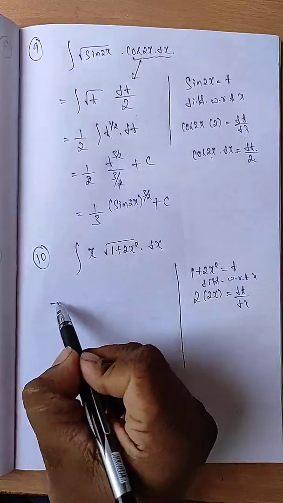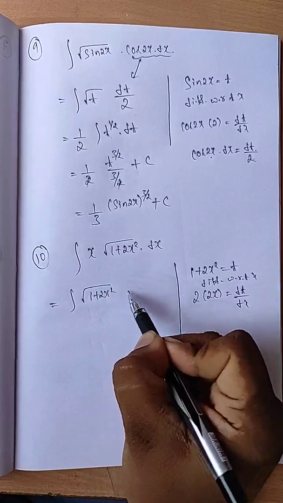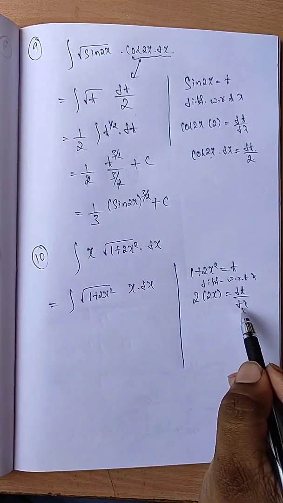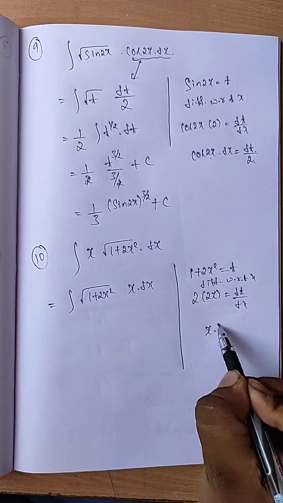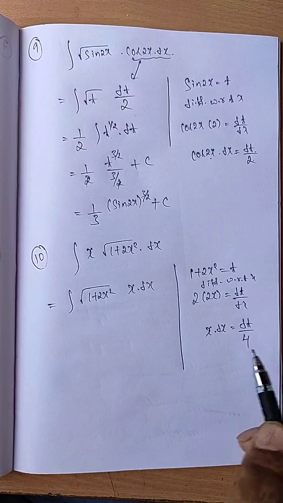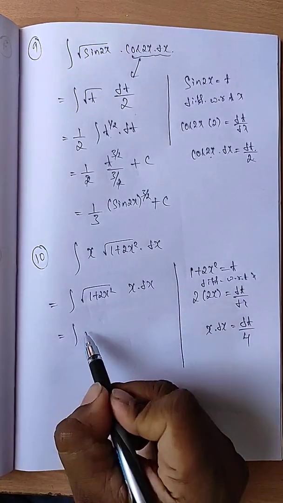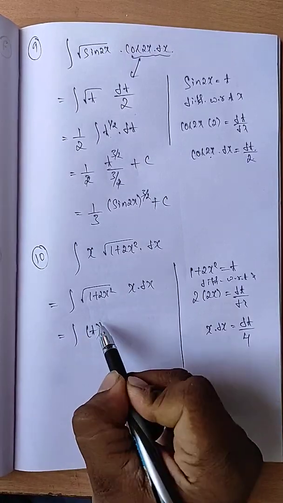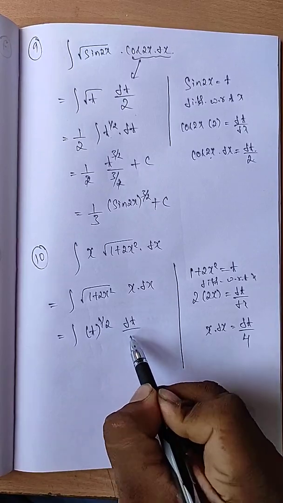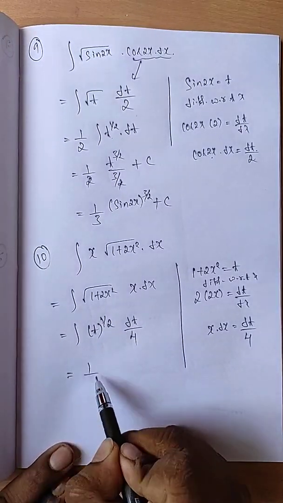Here we have only integration of root of 1 plus 2x square, x into dx. Is it clear? So here cross multiply this one. So x into dx is equal to dt by 4. So this is equal to integration of 1 plus 2x square, which is t, to the power of 1 by 2. X into dx is dt by 4. Here 1 by 4 is a constant.